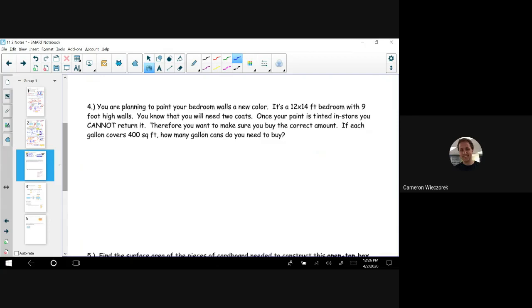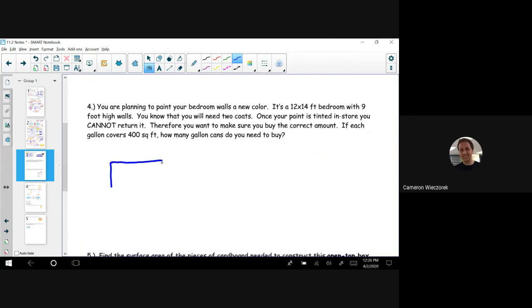These are all questions you have to ask yourself when you're going to do a painting project or a house project. So let's say that you're planning to paint your bedroom walls a new color. You have a 12 by 14 foot bedroom with 9 foot high walls. Okay, so let's do this first. Let's draw a bedroom. I'm going to show you how to draw a 3D figure. We're going to make it a rectangular prism.